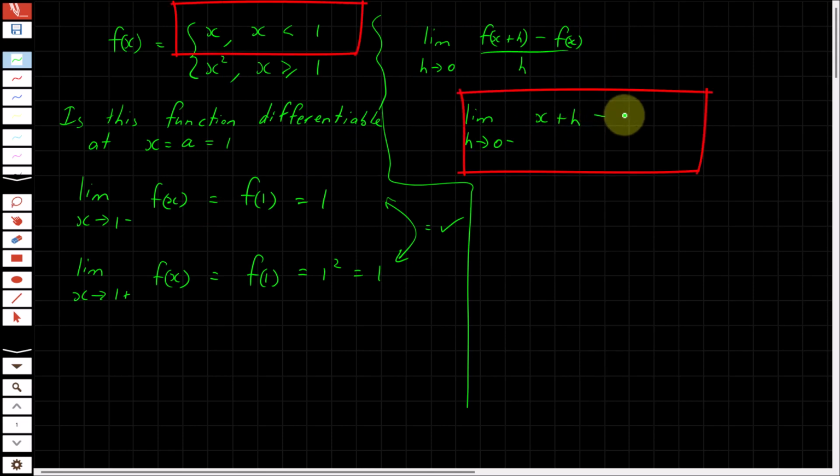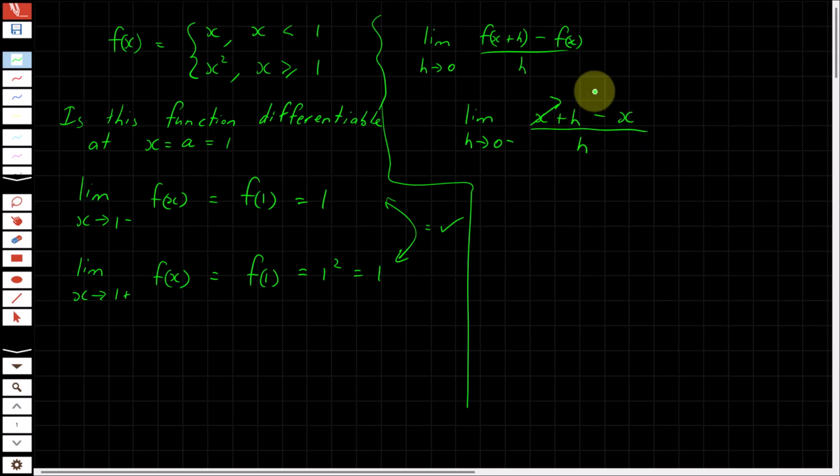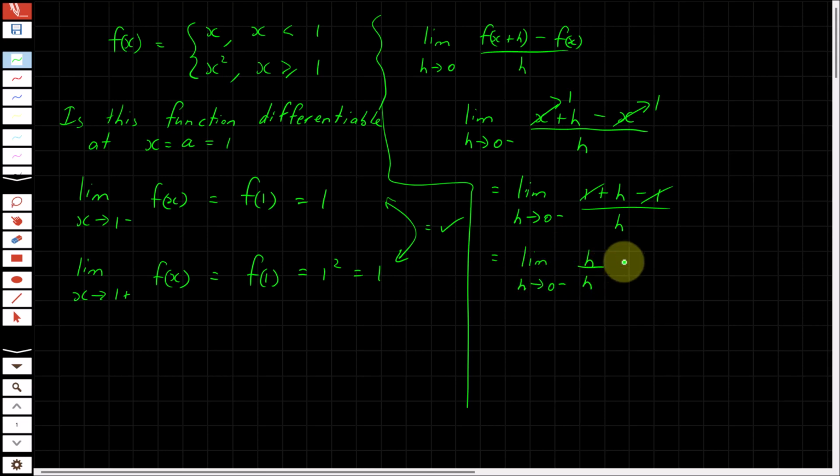So approaching h from the left, sorry, we're looking at x equals 1, a location, so let's replace that. So we now have 1 plus h, take 1. The 1 and the negative 1 will cancel out, so we're left with the limit h over h, which simplifies to 1. So the value of this limit will be equal to 1.